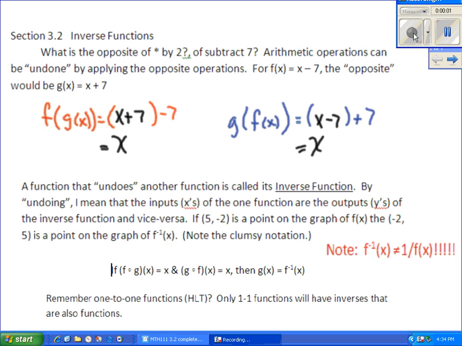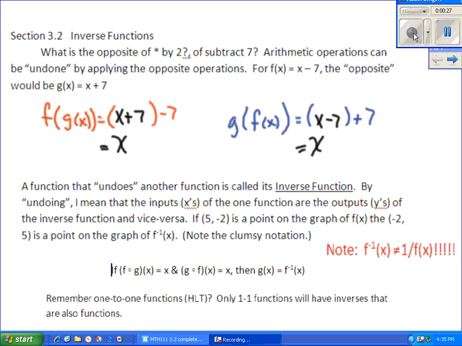Today we're going to look at inverse functions. And inverse functions are the things that you've actually been doing ever since you started doing algebra. You just probably haven't learned them under this particular name. So when you think about it, the opposite of multiplying by 2 is dividing by 2. The opposite of subtracting 7 is adding 7. We've been undoing arithmetic operations by applying opposite operations ever since Math 60.